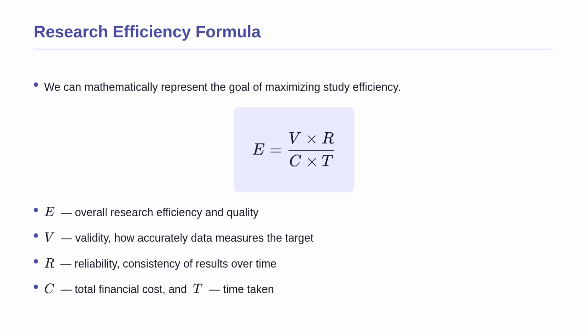Here, V stands for the validity of the data, meaning how accurately it measures what it is supposed to measure. R represents reliability, which is the consistency of the results over time. In the denominator, C represents the total financial cost, and T represents the time taken. To get highly efficient research, we must maximize validity and reliability while minimizing cost and time.